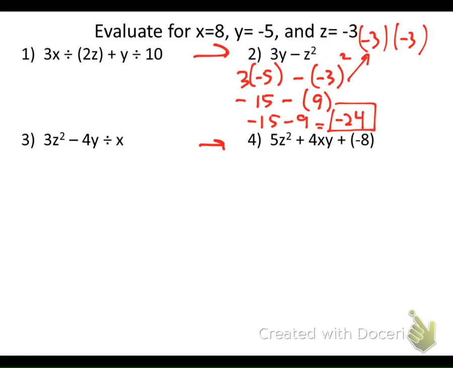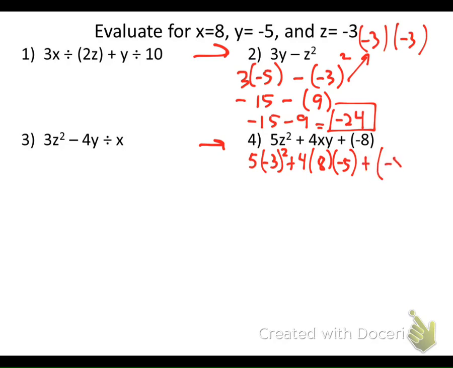Lots of stuff going on here. A z, x, and y being substituted. So 5 parentheses for the z. Z is -3. We're going to square it. Plus 4. Now, since these letters are together, and there's no sign in between, that's all multiplication. We can do that by using parentheses. X is going to be 8. Y is going to be -5. And then we simply put this positive negative, or plus -8, onto the side here.